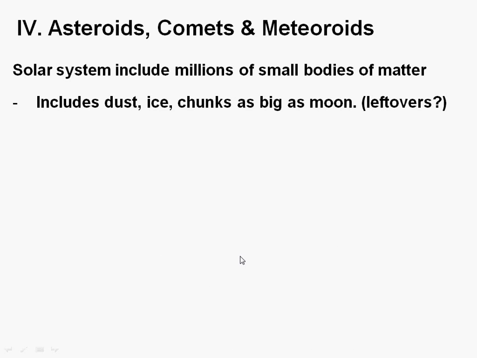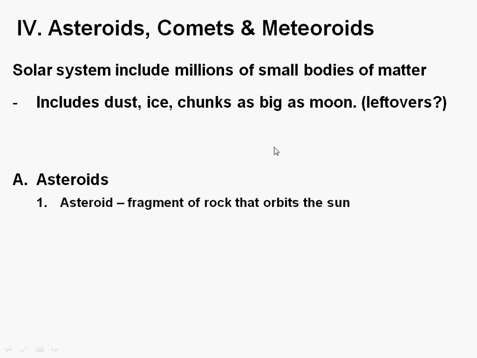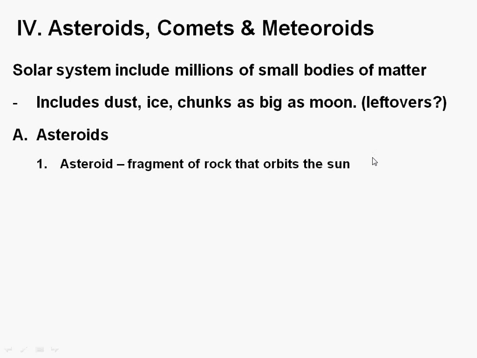First of all, asteroids, comets, and meteorites, they're all flying around out in outer space. And if we think about what our solar system is, we've got a bunch of dust and ice and chunks of stuff, leftovers, flying around out there. So the first one that we start with is an asteroid. Basically a giant chunk of rock just sitting out there that's orbiting around.